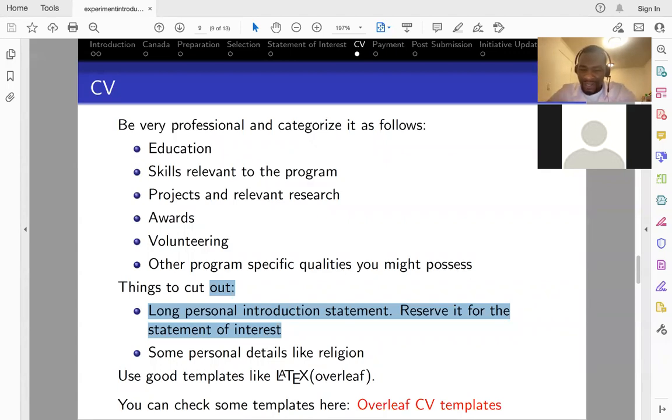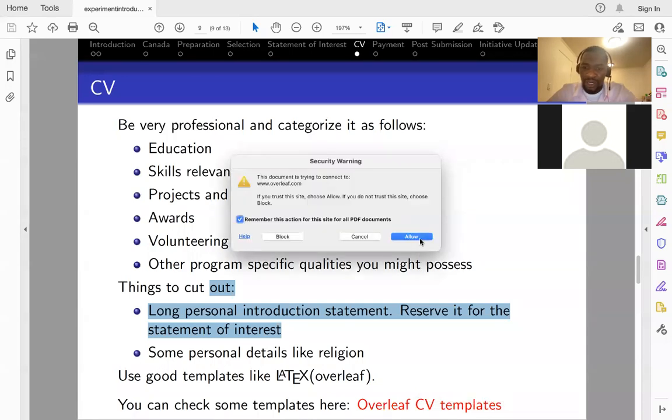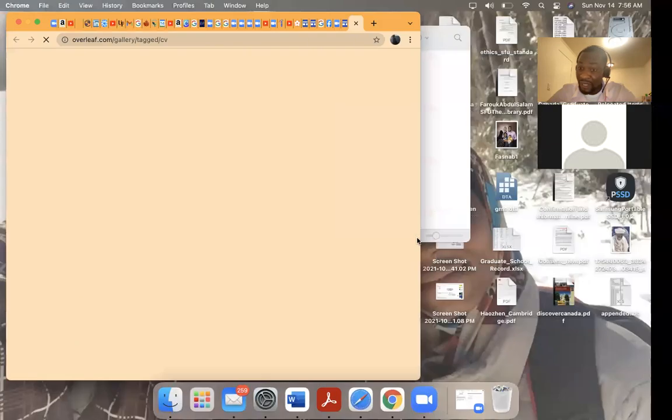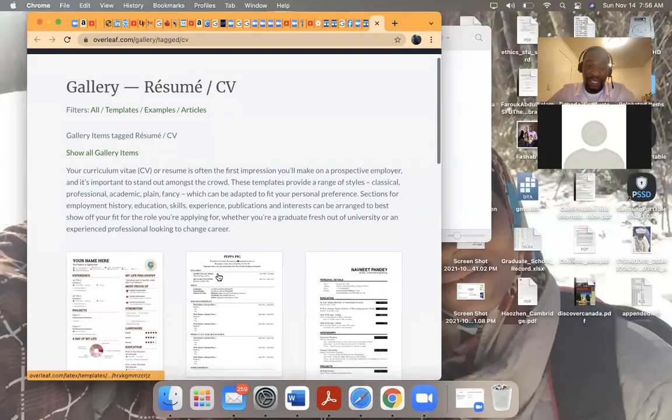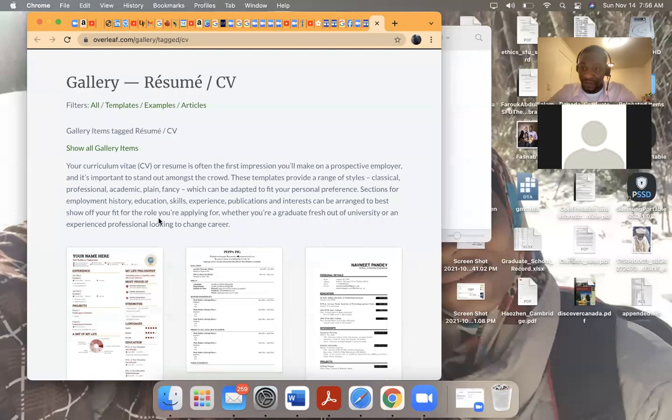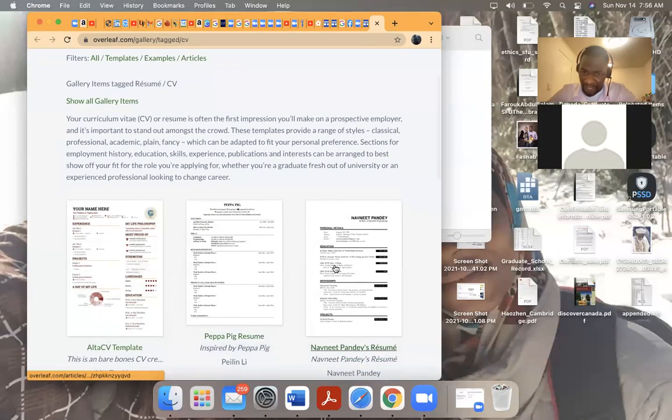So there is this option for you guys to try. I'm trying to put the link here. When you click on it and you go to Overleaf, this is what we call LaTeX. You get to see the type of CVs, and they will give you a template for you to try.